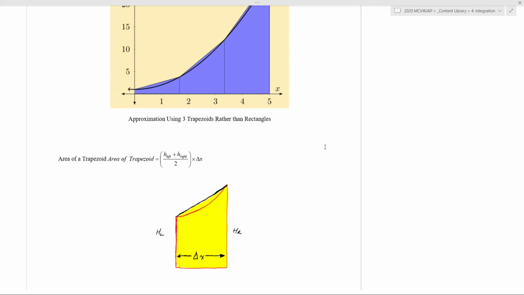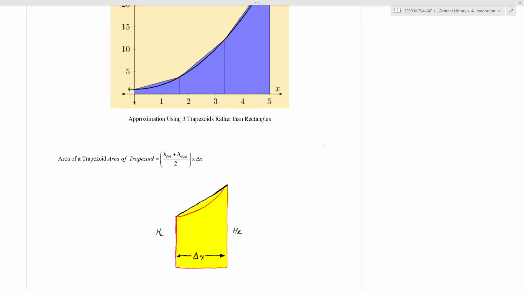And this trapezoid will have a width. And in the diagram there, I've given the width the name delta x. So the width of that trapezoid is delta x. The area of each trapezoid is just the average of those 2 heights. So I add the 2 heights and divide by 2. And then I just multiply by the width. That is the formula for the area of each individual trapezoid.